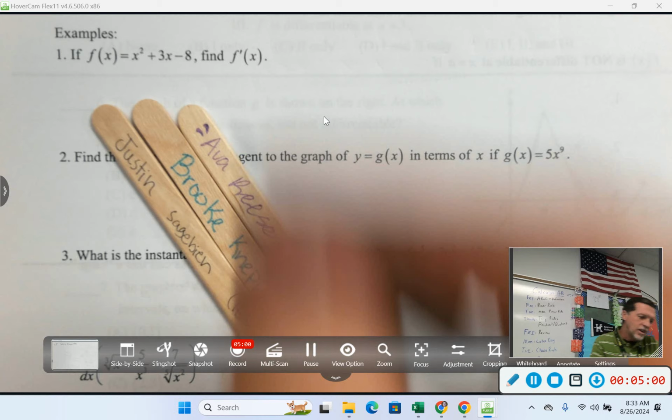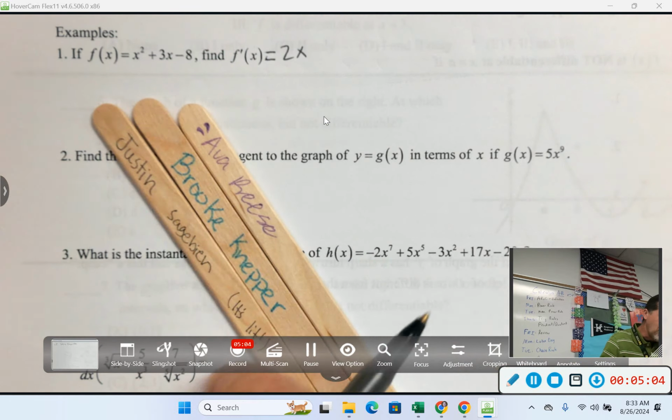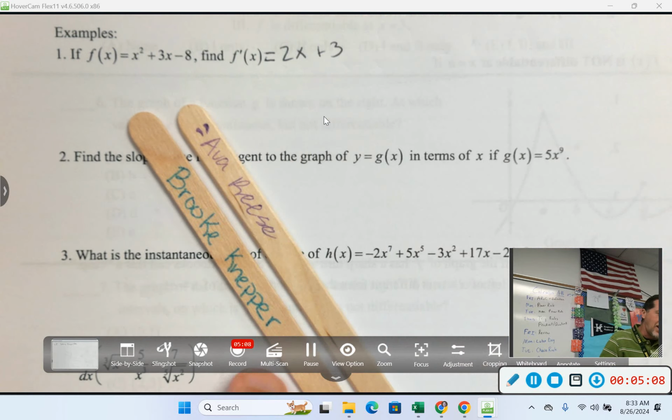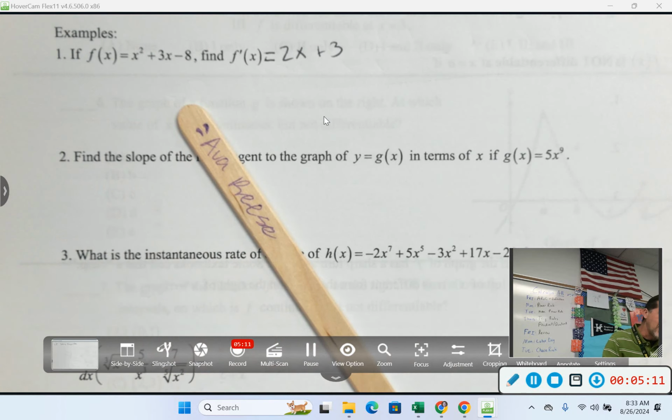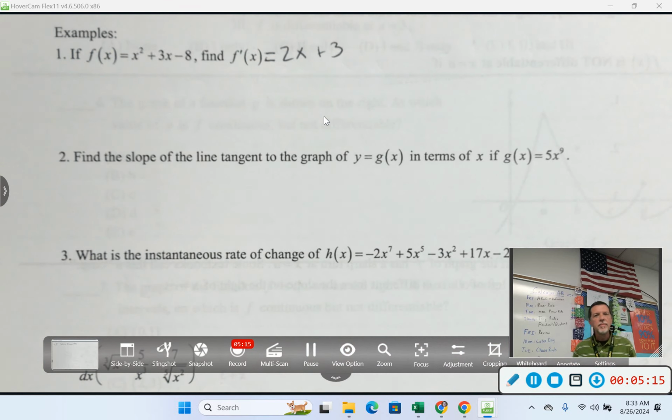Justin, what's the derivative of x squared? 2x. Good. And Brooke, what's the derivative of 3x? And Ava, what's the derivative of minus 8? 0. So pretty easy when they're in that form.